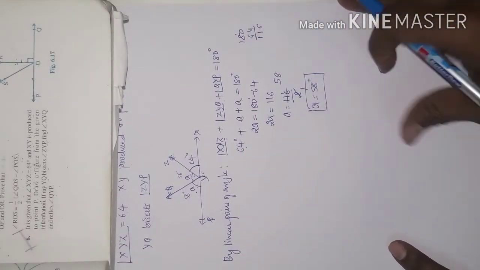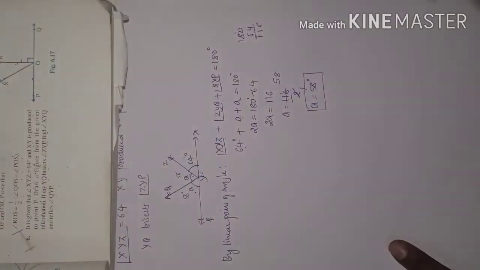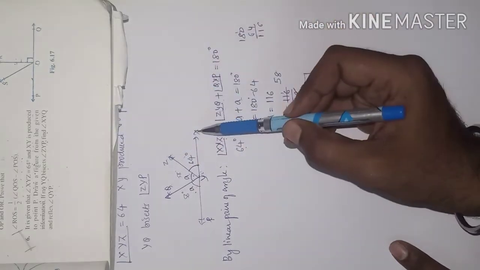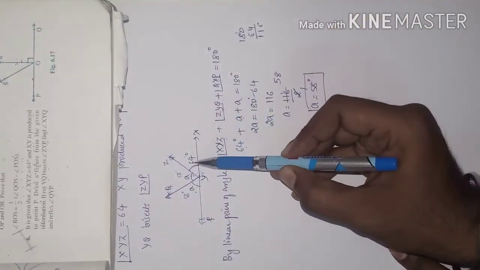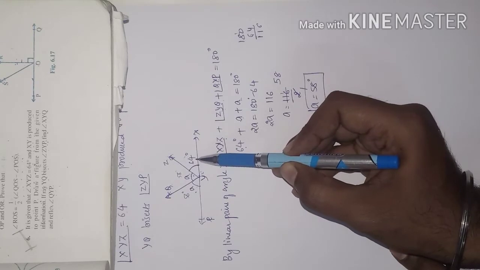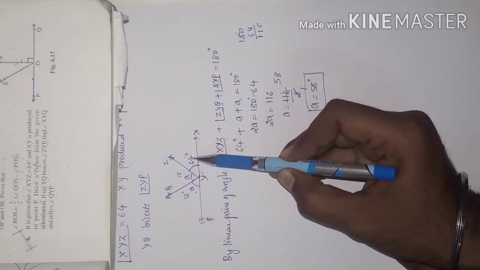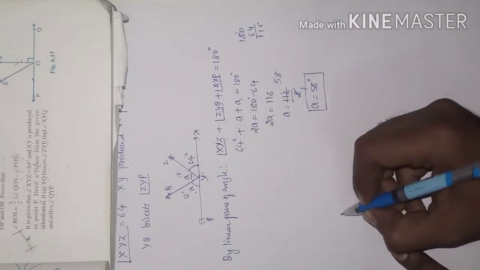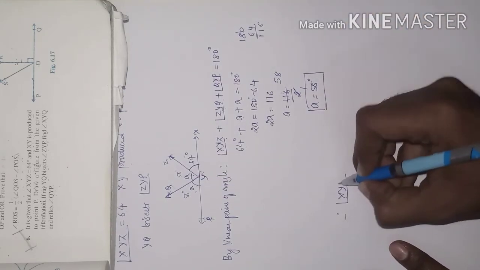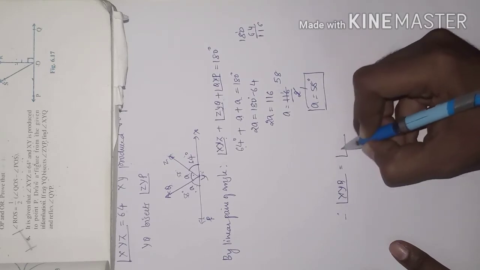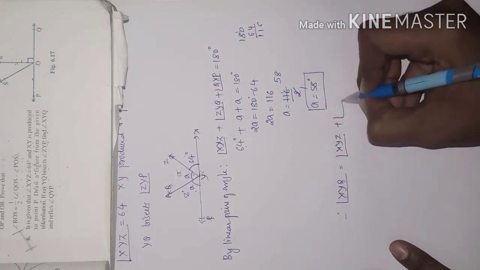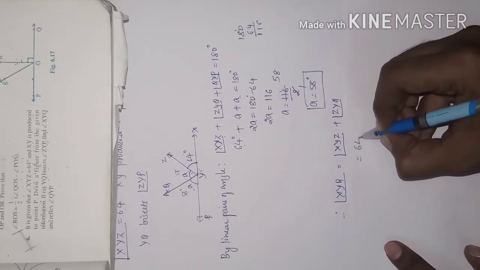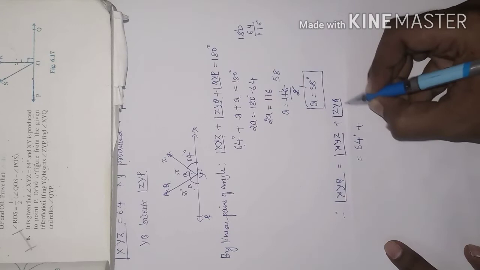Now what do we have to find? Angle XYQ. As it is given 64 degrees and we got 58 degrees, when we add both we will get angle XYQ. Therefore, angle XYQ is equal to angle XYZ plus angle ZYQ. Angle XYZ is equal to how much? 64 degrees. Angle ZYQ is equal to what?